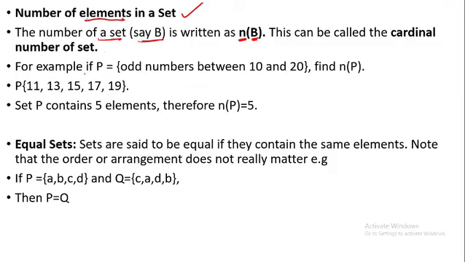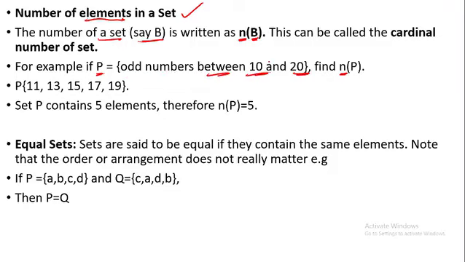Let's say for instance we are given P to be equal to the set of odd numbers between 10 and 20. Find n(P). n means the number of elements in P. Remember, we are told that P is equal to the set of odd numbers between 10 and 20.